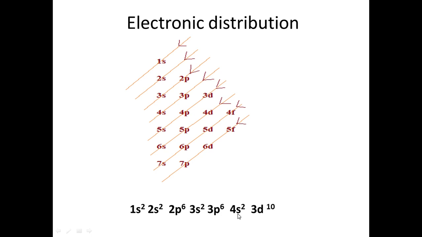Going further, 4s is the next subshell which we have to fill. 4s2 and 3d10. Up to here, it represents the electronic configuration of the 30th element, that is zinc. This is the electronic configuration for zinc, and you have to learn up to 30 only, because they are used mostly in the class 11th and class 12th syllabus. So this is the basic strategy to fill the electron distribution in various orbitals.